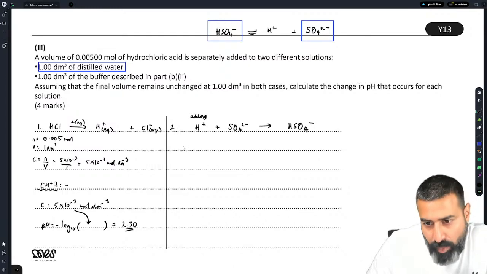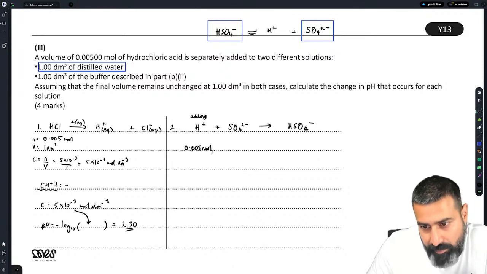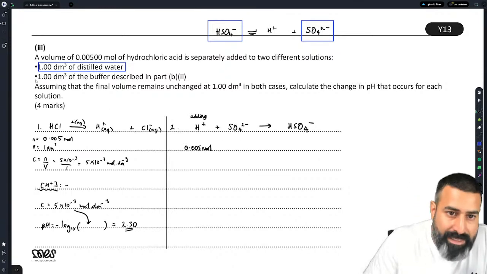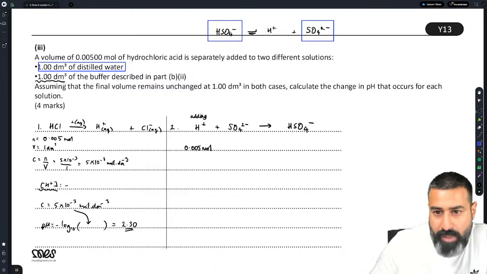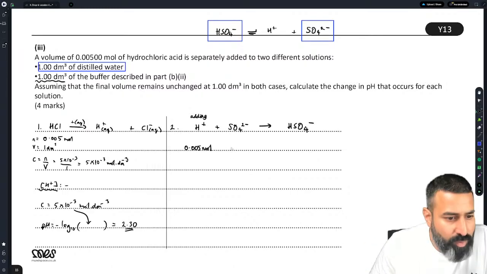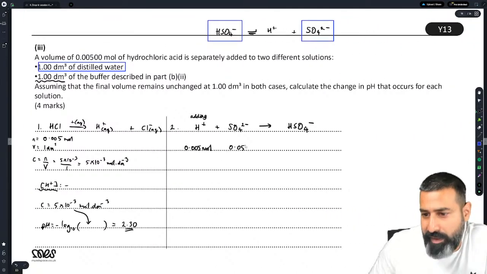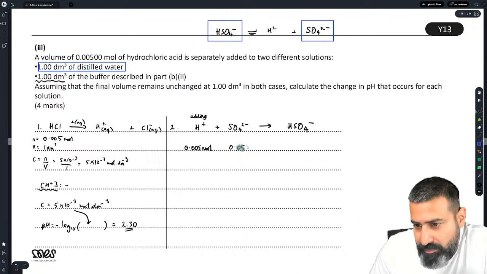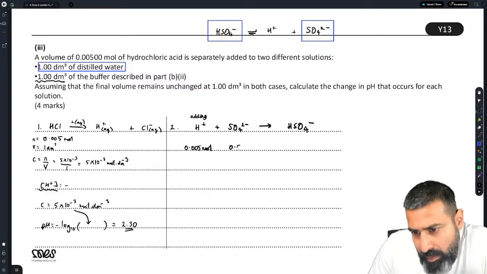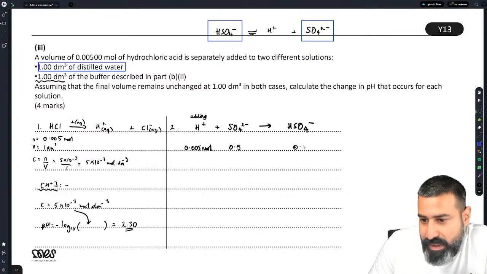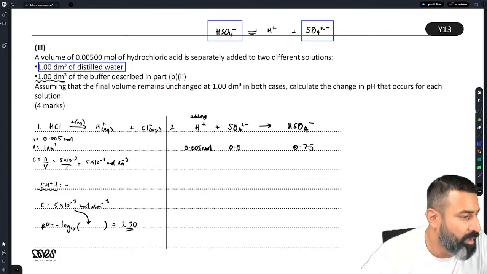So I know what this is. That's 0.005 moles. Now it's all in 1 decimeter cubed of the buffer, so I can just work in moles. So my SO4 2 minus was 0.05, was it? Or 0.5. And my HSO4 minus was 0.75.